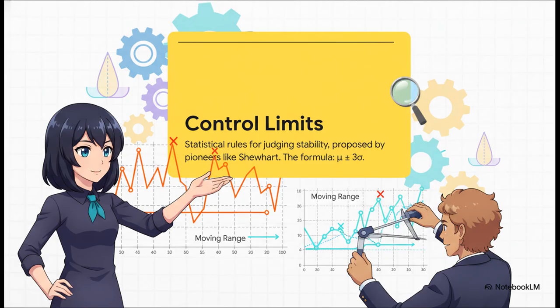The idea is pretty simple, actually. You figure out the average of your process, and then you build a fence around it, an upper and lower boundary using this formula: the mean plus or minus 3 standard deviations. Anything that falls inside that fence is just normal noise, but anything outside, that's a signal.